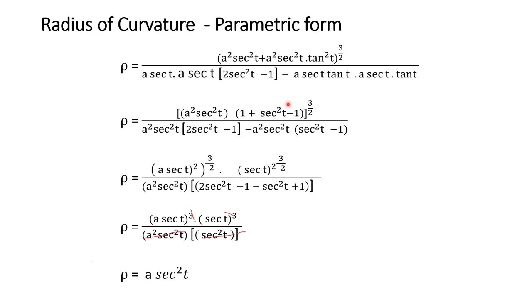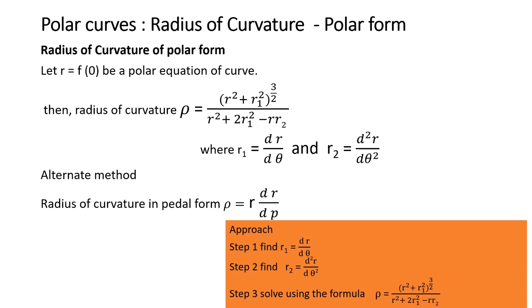Radius of curvature, polar form. Let r is equal to f of theta be a polar equation of a curve. Then, radius of curvature rho is given by this, where r1 is equal to dr by d theta and r2 is d square r by d theta square. Alternate method, radius of curvature in pedal form rho is this.